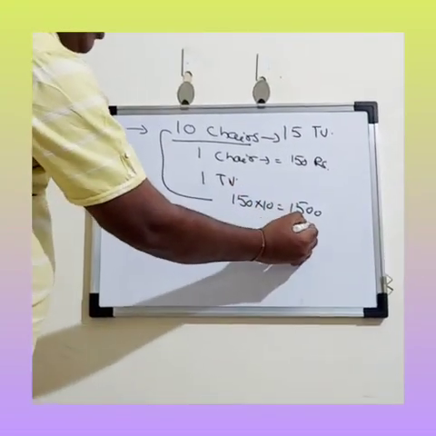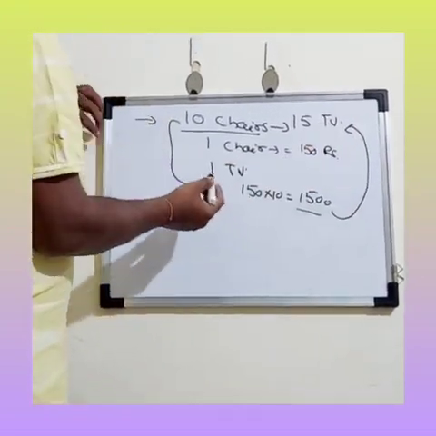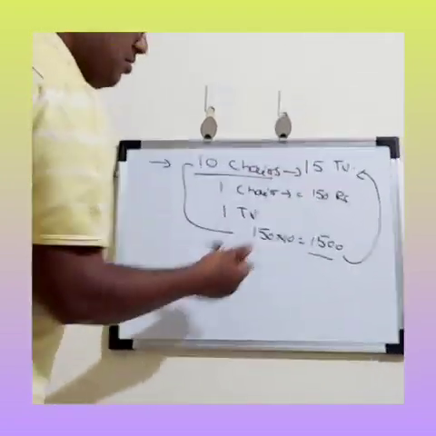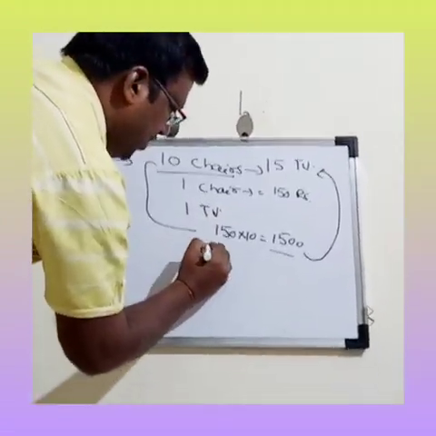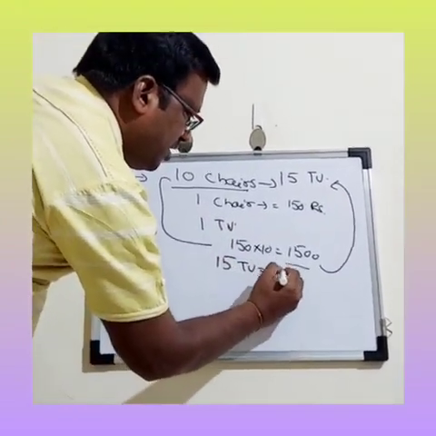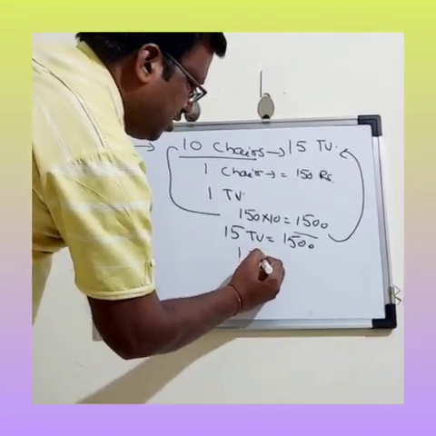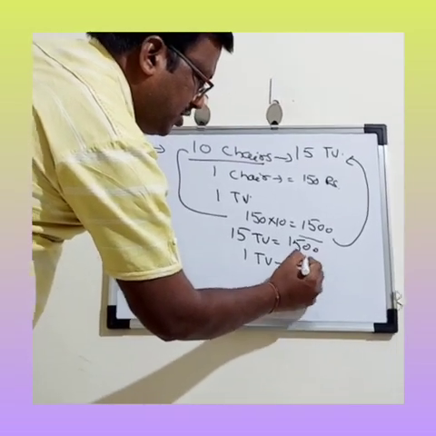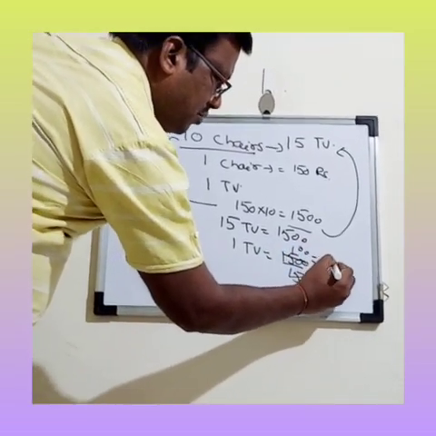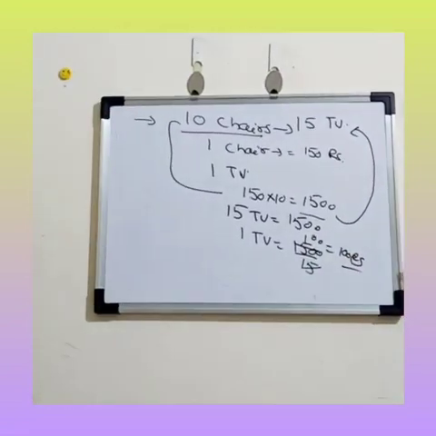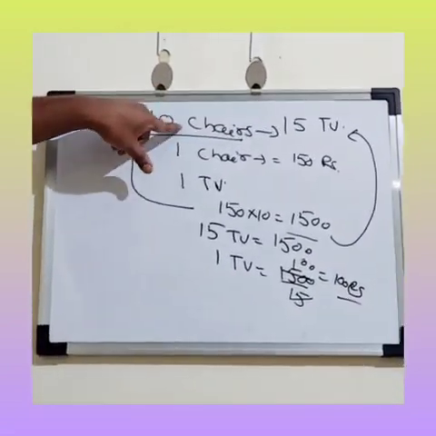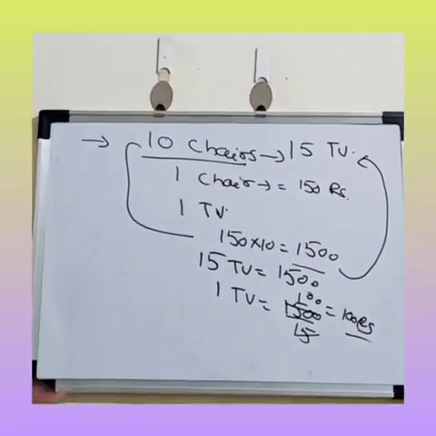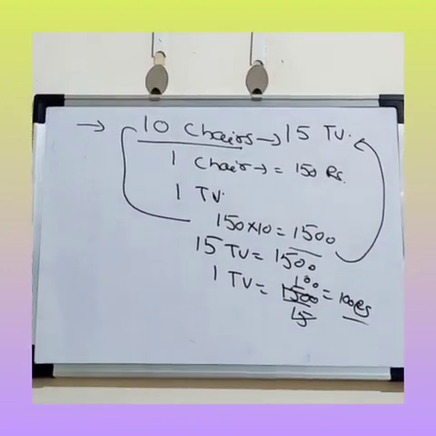So definitely this 1500 equals the cost of 15 TVs. Why? Because the cost of 15 TVs is given as equal to 10 chairs. When the cost of 15 TVs is 1500, then what is the cost of one single TV? 1500 divided by 15 is 100 rupees. So this is the way you have to solve it. You find the price of one article, and use that price to find the other article's price. This is the way you find the value for the TV.